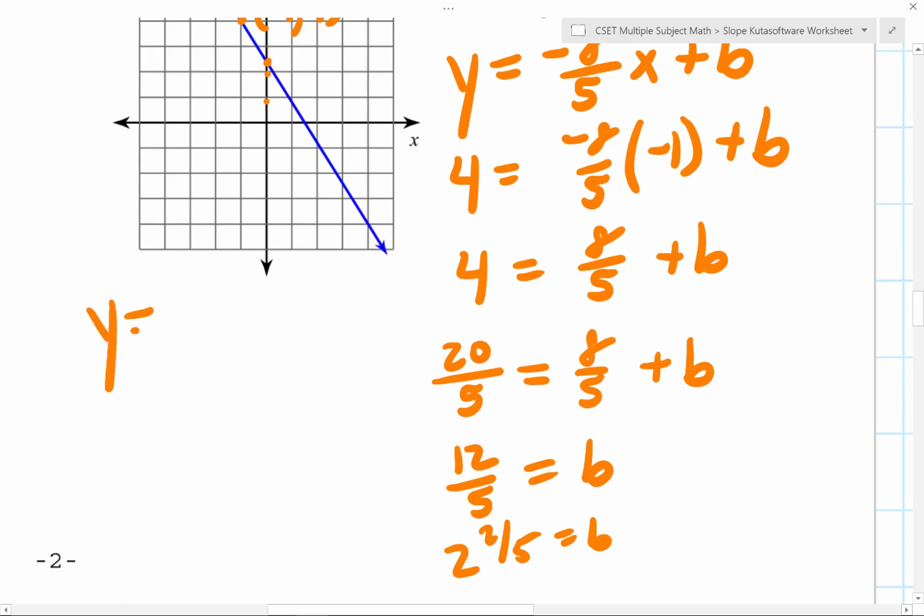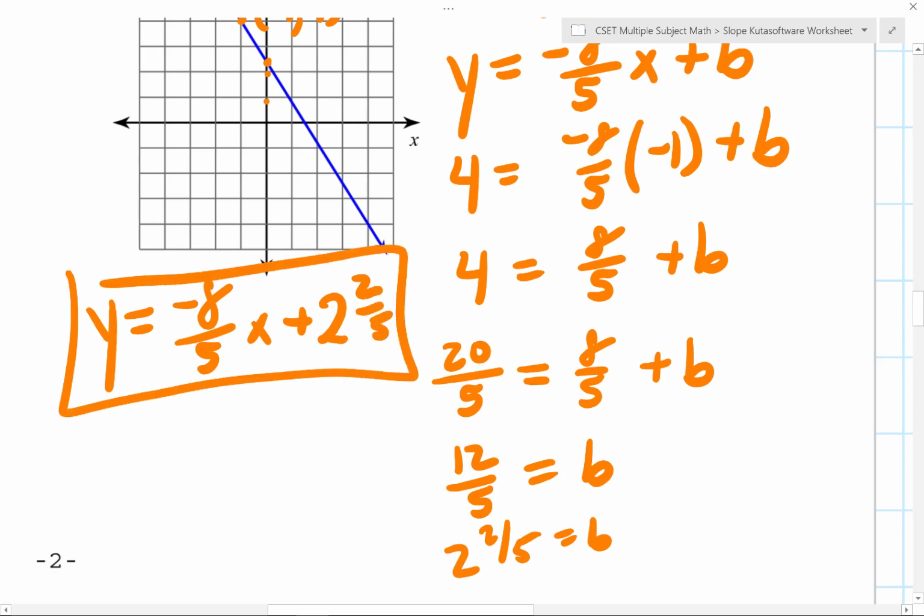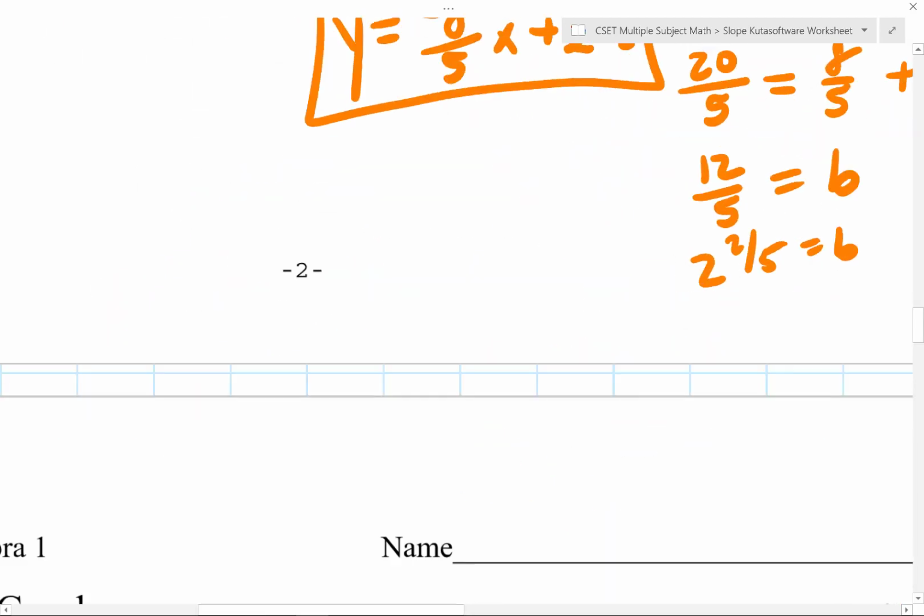So our equation is going to be y equals mx plus b. And I can leave it as 2 and 2/5, or I could put the 12/5 there. And there we go. Check. And that is all.